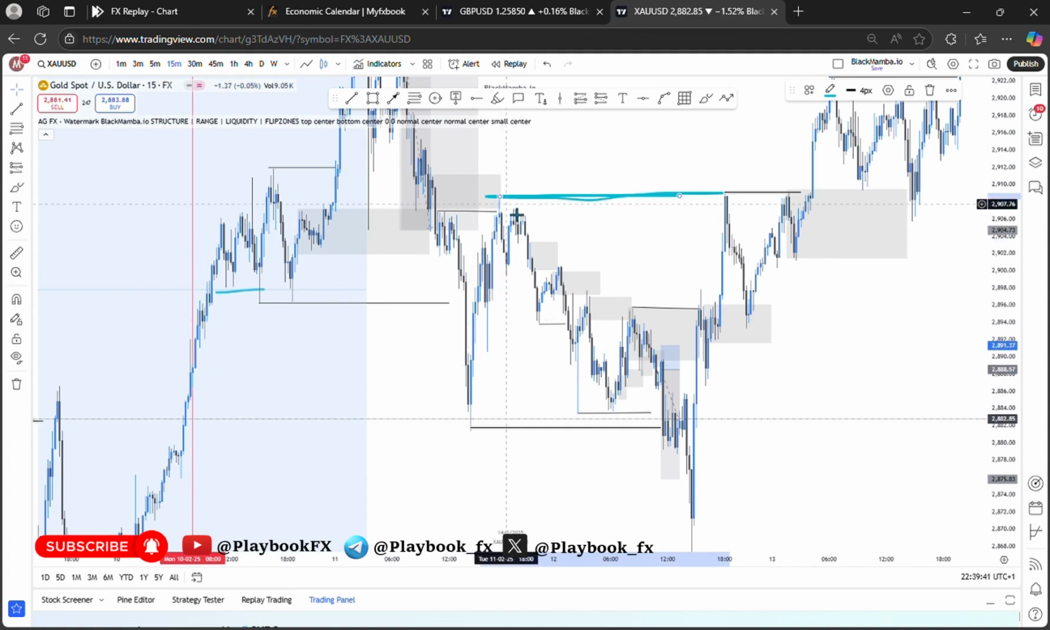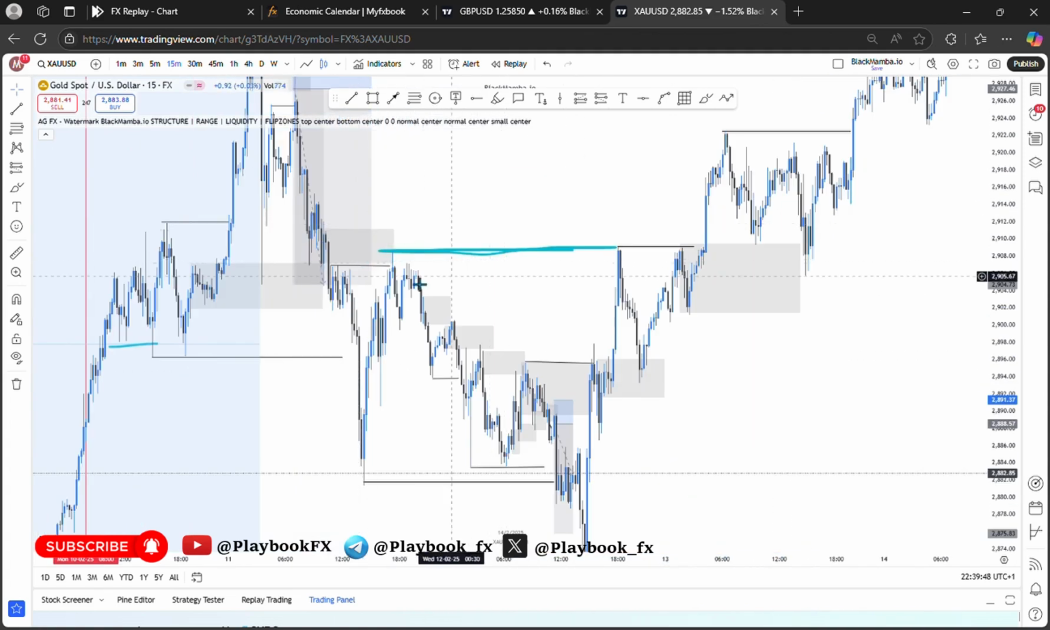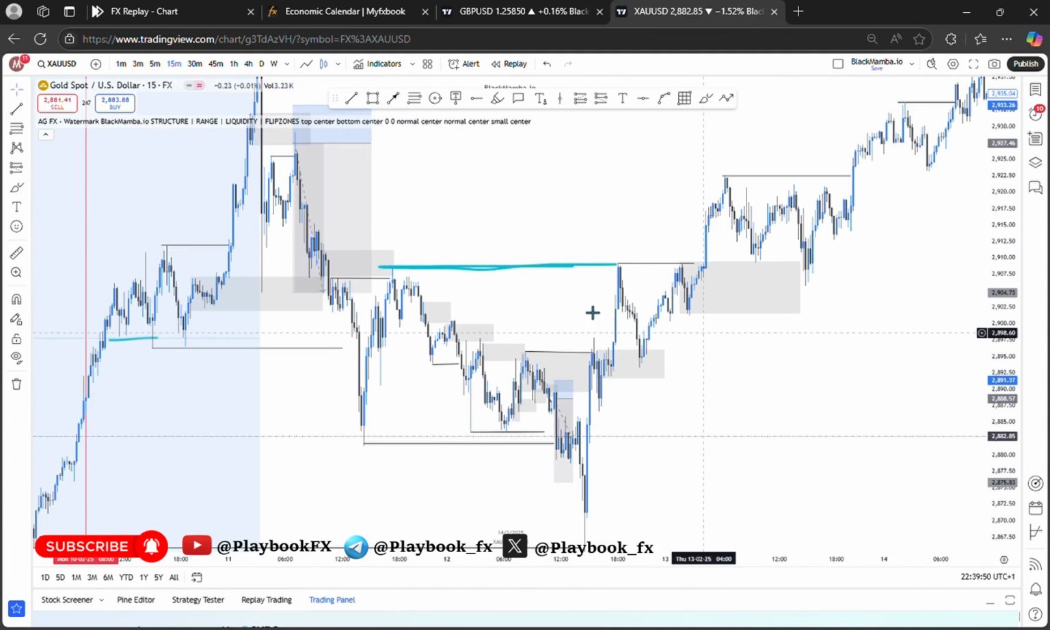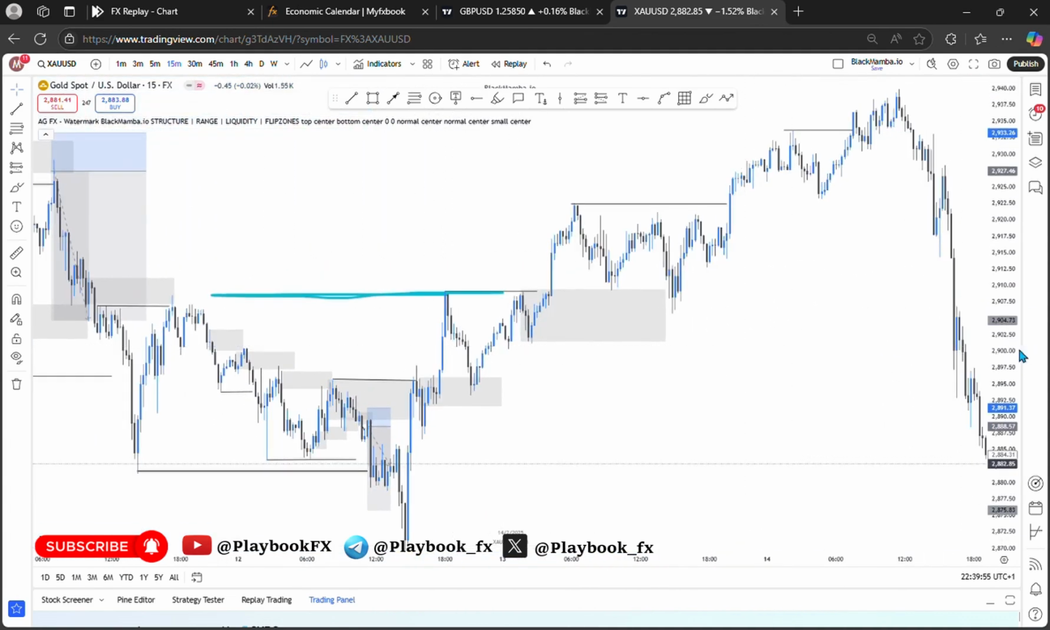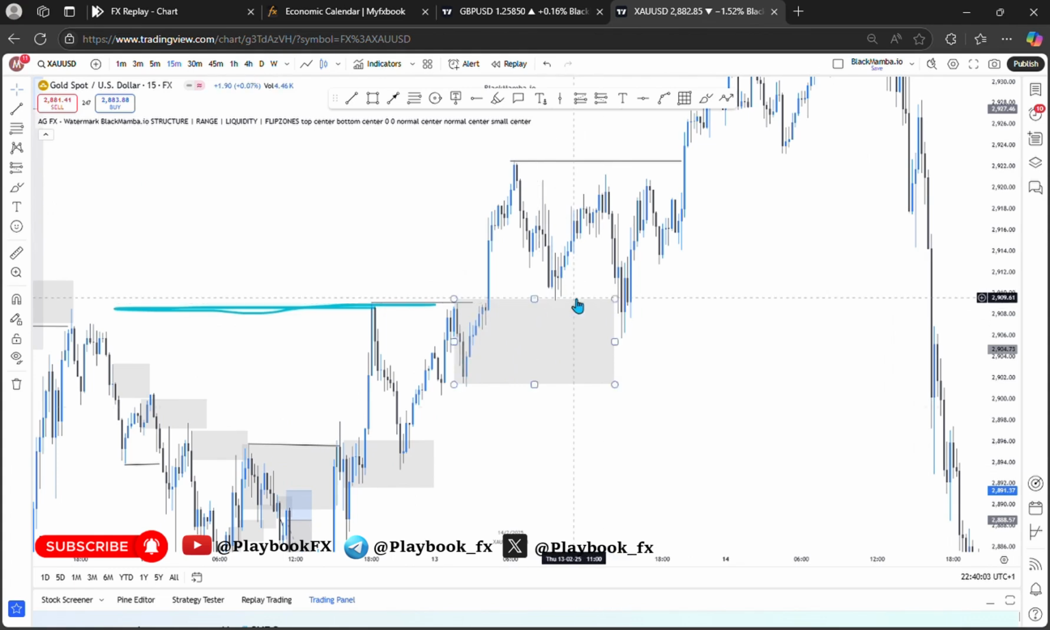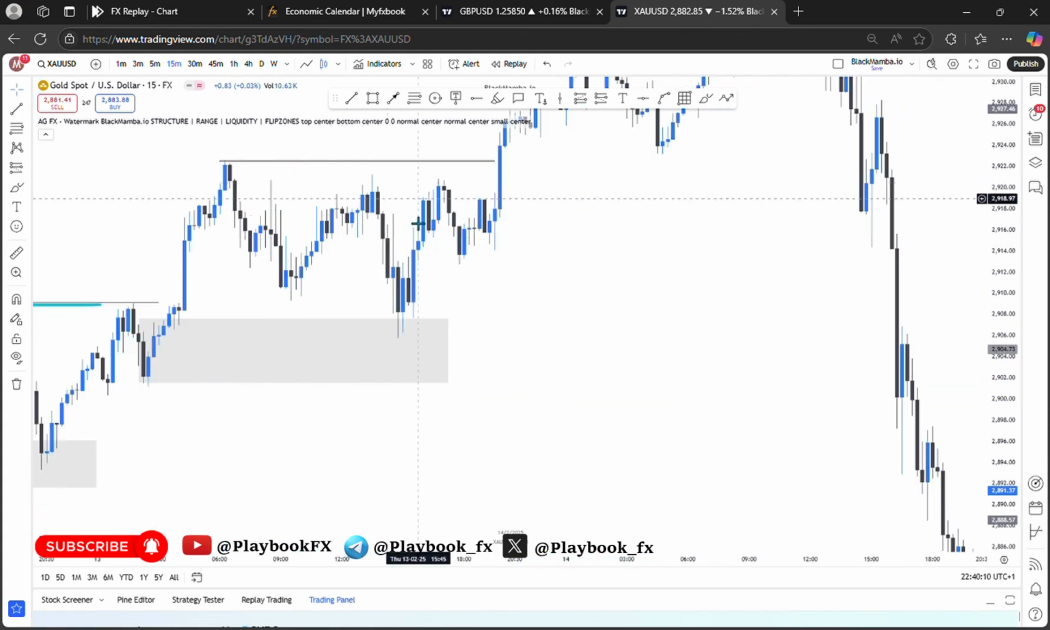This was a pullback at the break of structure here. If price wants to continue selling, price should respect at least this high here, but price violated it. There was an inducement here. I took a loss here. I took a loss somewhere around here.